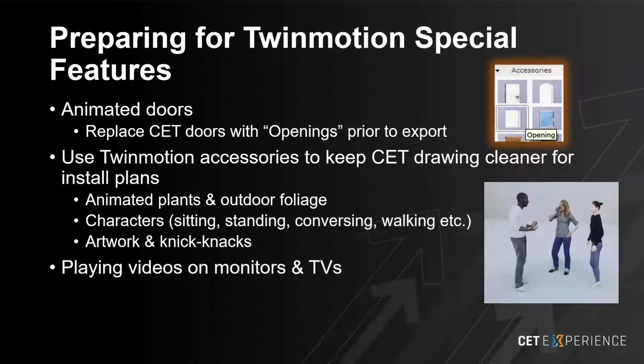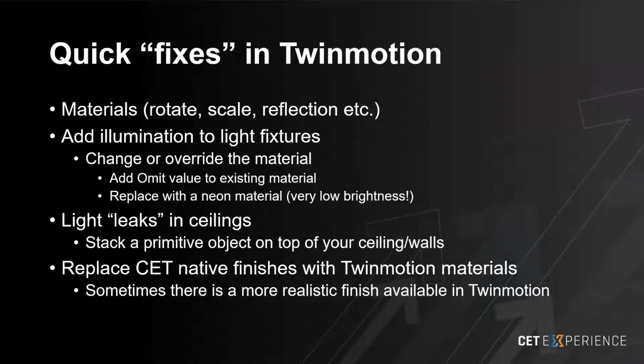All right, so let's talk about some of those quick fixes in Twinmotion. There's several of them that just need a little bit of attention and they don't really take that long, but it's something to fix. Things like materials: most of the time they come in rotated and maybe adjusted on the X and Y axis, so they're just messed up a little bit. We'll take a look at how you fix those quickly.